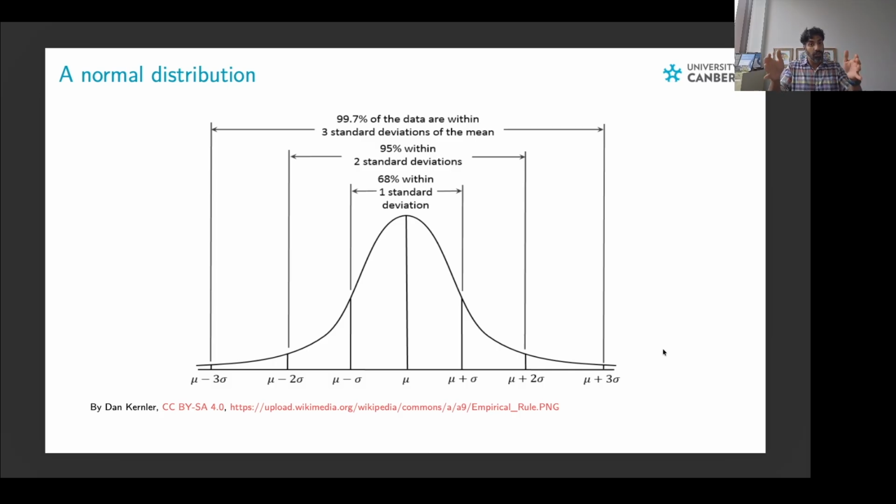And then if you take 2 standard deviations from the mean, 95% of data should fit within there. And if you take 3 standard deviations of the mean, 99.7% of the data are within 3 standard deviations.